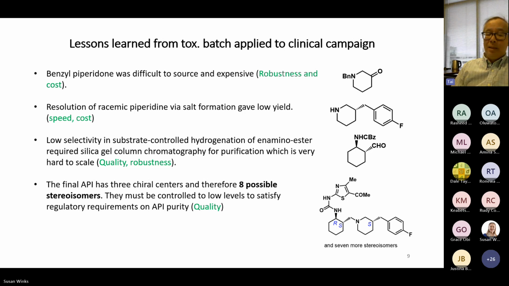That is a really big concern for us because a silica column typically cannot be readily scaled up to a larger scale.